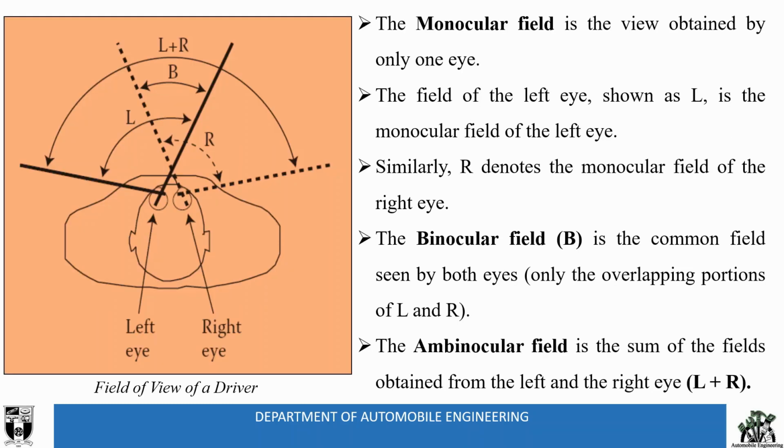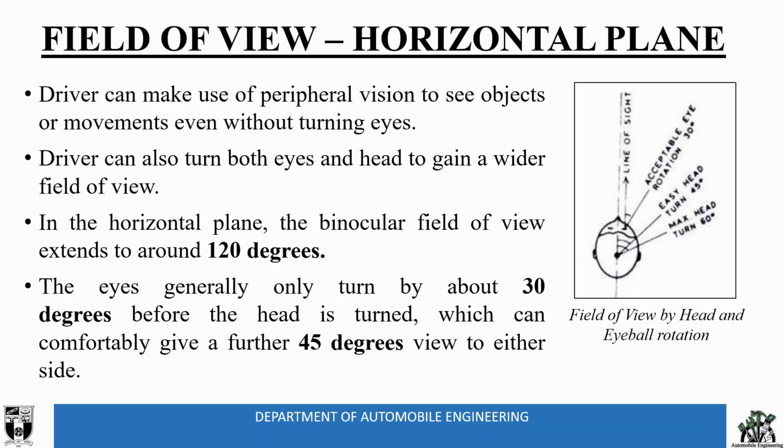Next we move on to field of view of a driver. We have three different fields of view: monocular field, binocular field, and ambinocular field. Monocular field is a view obtained by only one eye. L and R are the monocular fields of the left and right eye respectively. Binocular field is the common field seen by both eyes, that is the overlapping of L and R, left eye and right eye. Ambinocular field is the sum of the fields obtained from the left and right eye, that is L plus R.